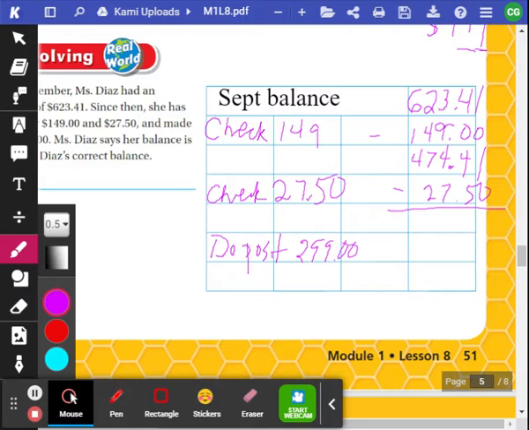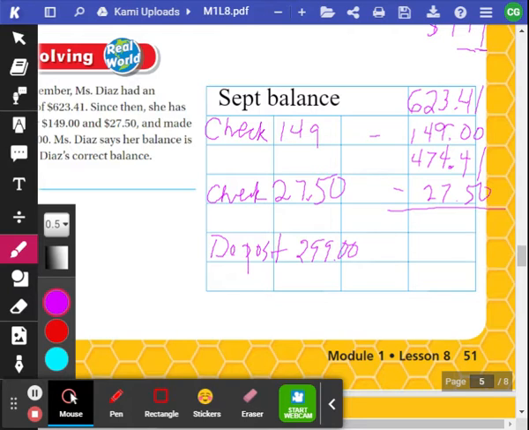1 minus 0 equals 1, and I need to regroup. 4 becomes a 3. This becomes a 14. 14 minus 5, let's see, would that be 8? 9. So it's a 9.